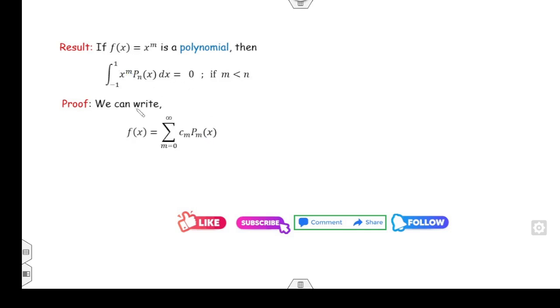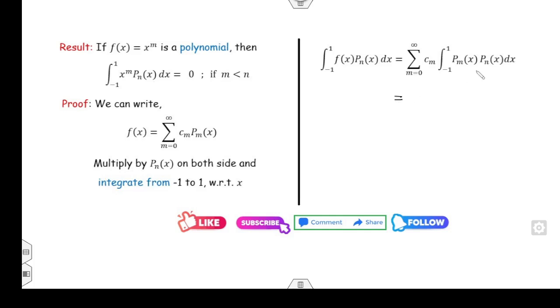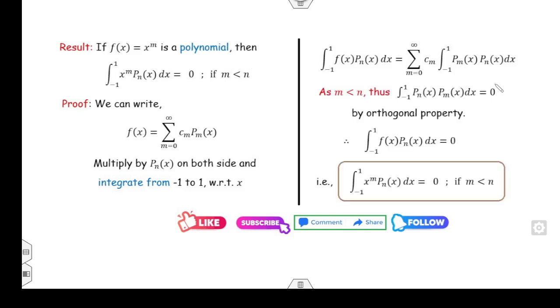Anyhow, if I write the function f(x) in terms of the Legendre polynomials, because it has degree m, I can start from the sum of c_m P_n(x). Now I can multiply the equation number star with P_n(x). Fine, because I need the value of f(x) is my x^m. I can multiply equation number star with P_n(x) and then integrate from -1 to 1. Because m is not equal to n, it is given that. So if m and n are not equal, then by the orthogonal property this value will be 0. Fine, hence you will get the required result.